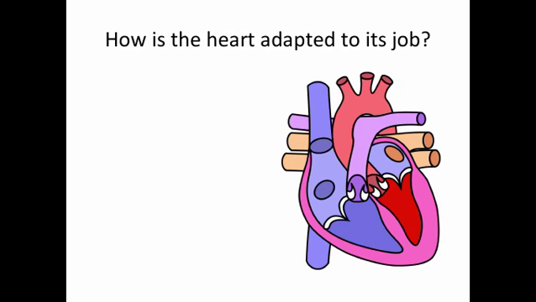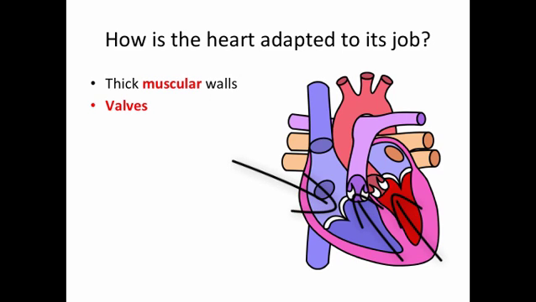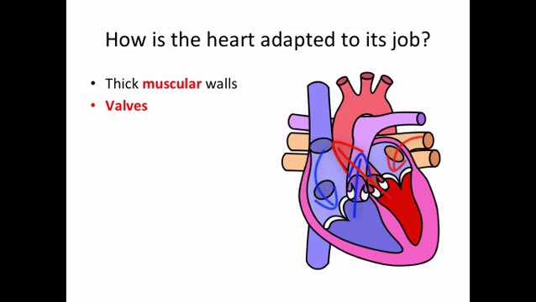You will have already labelled your diagram of the heart. Now you need to know how the heart is adapted to its job. First of all, it's got very thick muscular walls to allow it to pump the blood effectively. Inside the heart, it's got valves. These valves prevent the blood going the wrong way. It lets the blood go in through the atria, into the ventricles, and then leave the ventricles through the arteries.